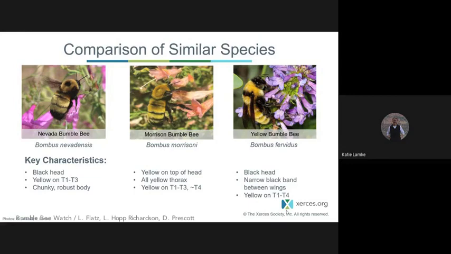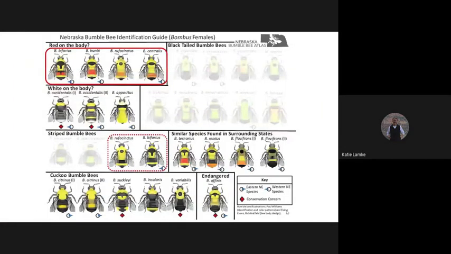So when you look at these species, each one of these has a very different thorax. So if you get an all-yellow bee, or a mostly yellow bee with a black tail, you should first look at the thorax to see if there's a circle, if there's a black band, or if it's just all yellow. Next, we're going to move into the red-tailed group.